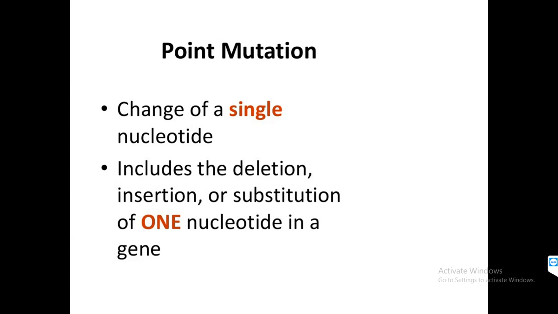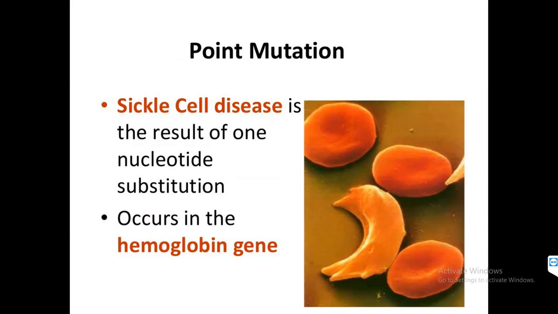So the different types of point mutation are deletion, insertion or substitution, and there is change of only one nucleotide. What happens when point mutation occurs? Sickle cell anemia is a result of one nucleotide substitution. When we talk about chromosomal aberrations, we'll talk about it, but you can see in the diagram the RBCs. They become sickle shaped. This is the shape of a sickle, and that's why there is some problem in those human beings that are suffering from sickle cell anemia.